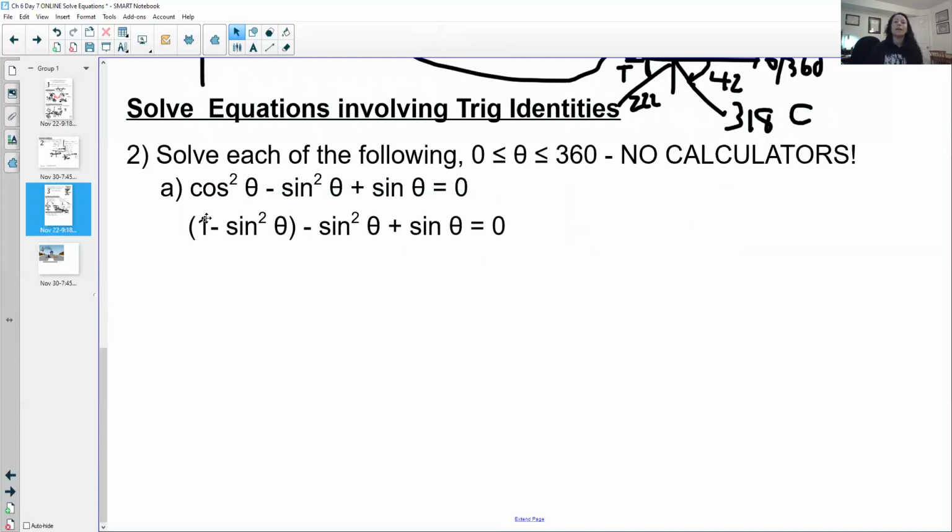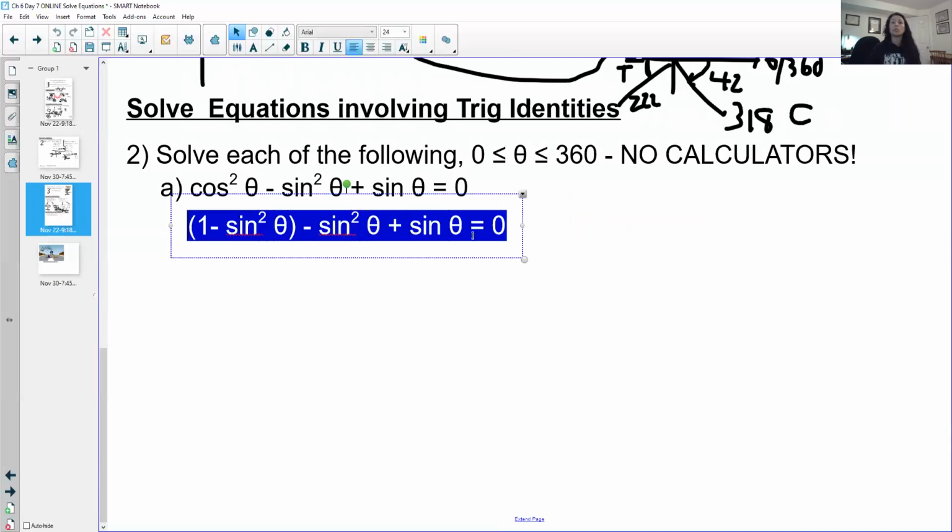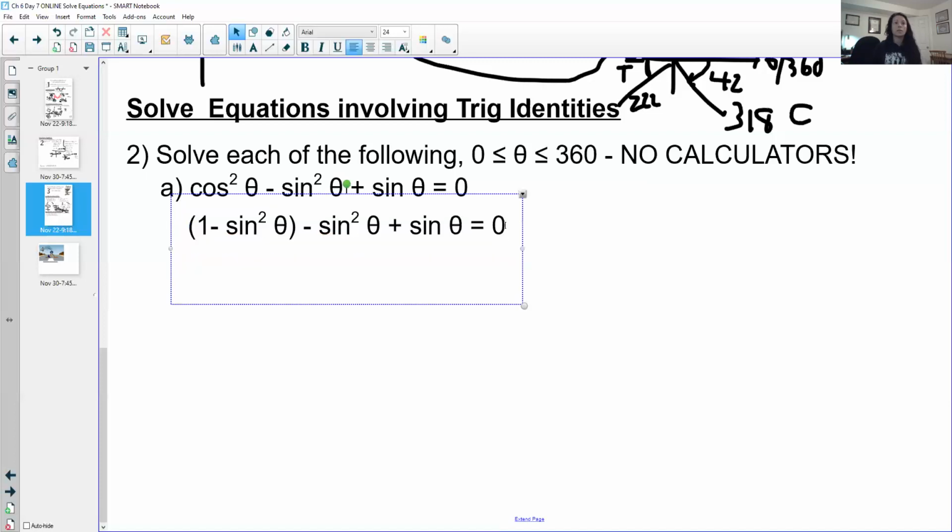Okay, all right, now I can remove the brackets and I can collect my like terms. And I'm going to do this in one step because you guys, I'm sure, are seeing this is going to take a while. So 1 minus sine squared theta, there we go. I'm going to collect my like terms, these two right here. Negative sine squared minus sine squared is negative 2 sine squared. And I can eliminate this now.